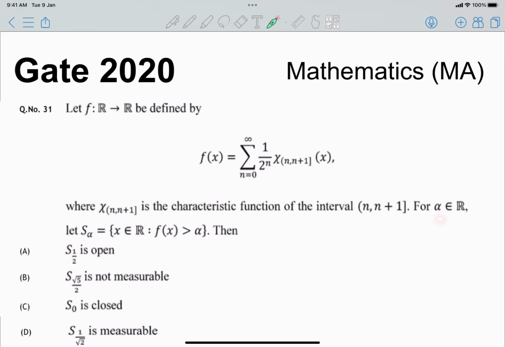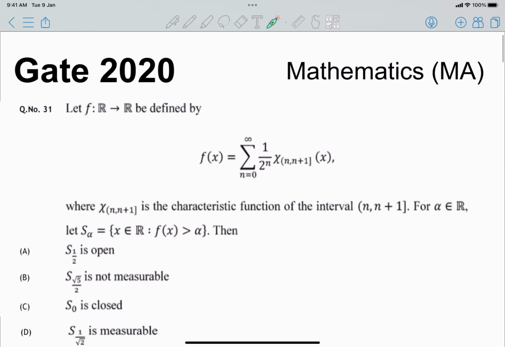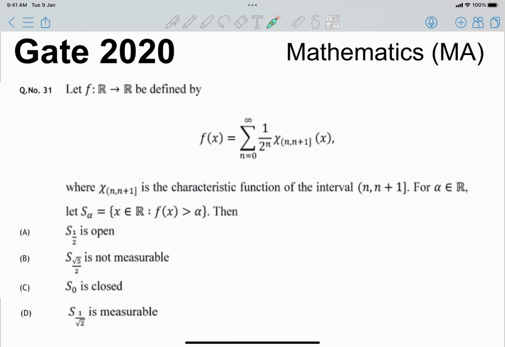And define, for alpha belonging to R, the set S alpha as all such x such that f(x) is strictly bigger than alpha. Then four options are given, and you have to check which one is correct. Basically you have to check whether this set is open, closed or measurable. These are the three things you have to check for different values of alpha.